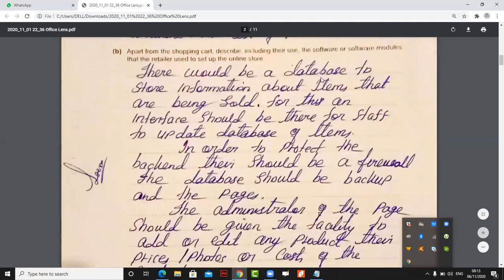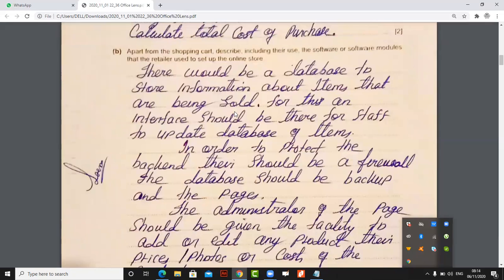There would be a database, to store information about the items that are being stored. If I am talking about software modules, I need to talk about the database. For this, an interface should be there for staff to update the database of items. So I have to say that while I am setting up the software, working on the software modules, I first of all need to have a database, obviously, for an online store.